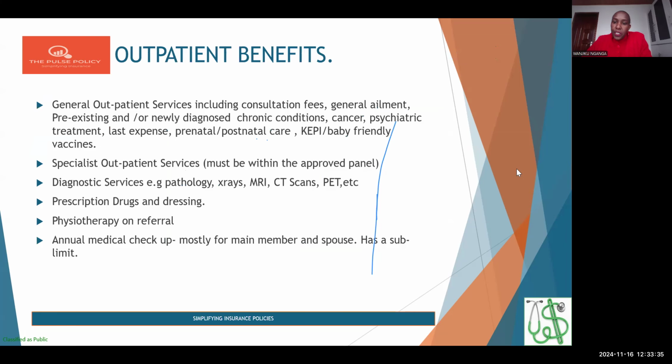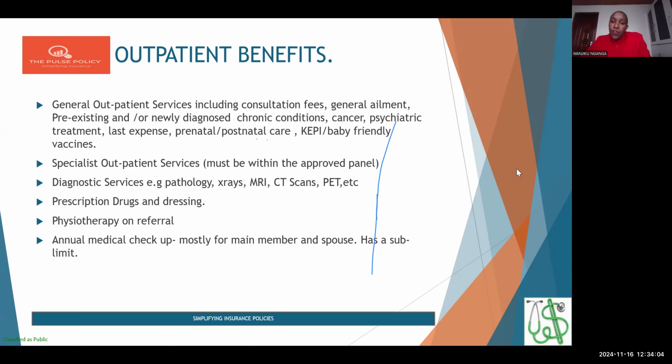Now let's look at the outpatient benefits. So basically for the outpatient benefits, it is almost the same benefits: the consultation fees, general ailments. If you have pre-existing or newly diagnosed conditions, cancer where you don't require admission, psychiatric treatment, last expense, prenatal or post-care, baby-friendly vaccines. So in most cases, insurance companies are going to cover baby-friendly vaccines, but there are some vaccines for children which are not covered by the insurance company.